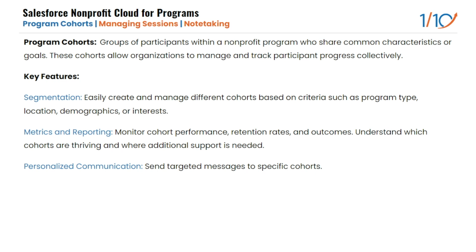There are some key features that should be highlighted here, which are segmentation, which lets us easily create and manage different cohorts based on criteria such as program type, location, demographic, or interest. Some of the things are age group and geographic areas of program focus. Next, metrics and reporting. Salesforce has very powerful and robust reporting features. And within program cohorts, we can monitor cohort performance, retention rates, and outcomes, and understand which cohorts are thriving and where additional support is needed.